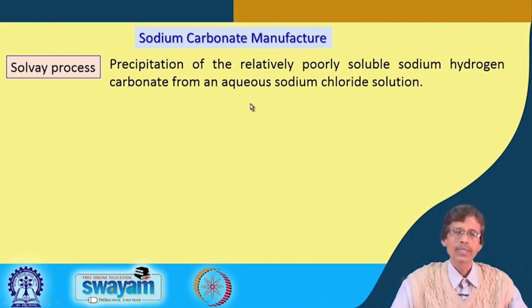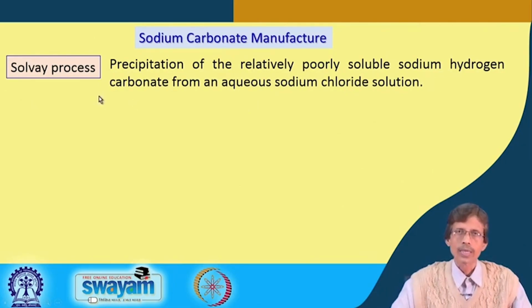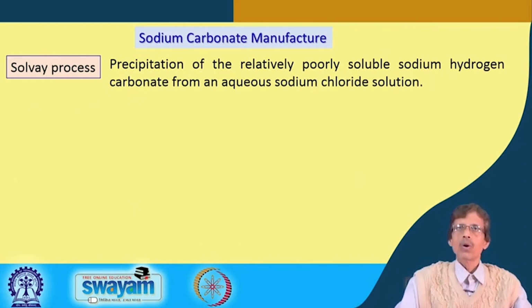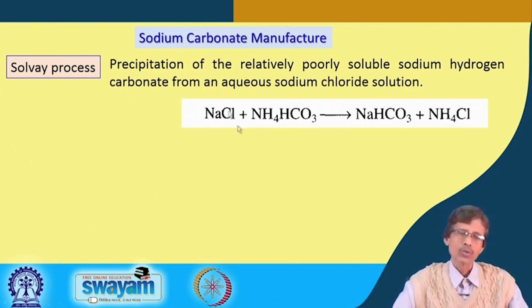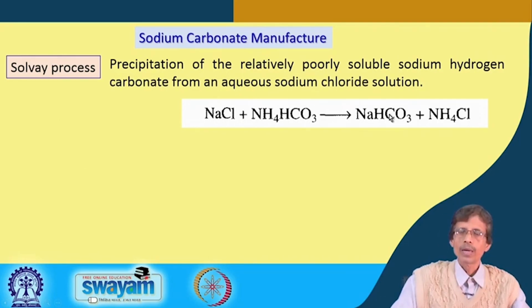So what we do is precipitate the relatively poorly soluble sodium hydrogen carbonate. We take sodium bicarbonate from an aqueous sodium chloride solution, because we have seen that we have a huge source of sodium chloride from seawater, from brine. That sodium chloride in its molten condition was useful for the production of metallic sodium. Now this can be used for the production of sodium carbonate. So we take sodium chloride and react it with ammonium bicarbonate. This is a metathetic reaction, because the ammonium bicarbonate will be converted to sodium bicarbonate.